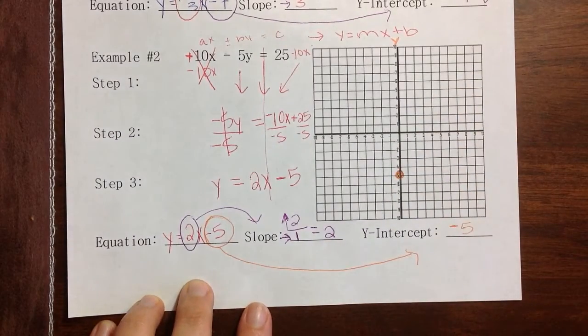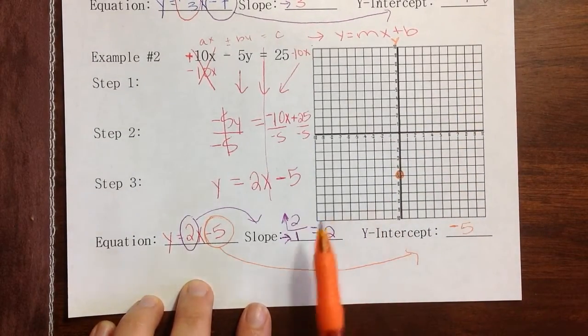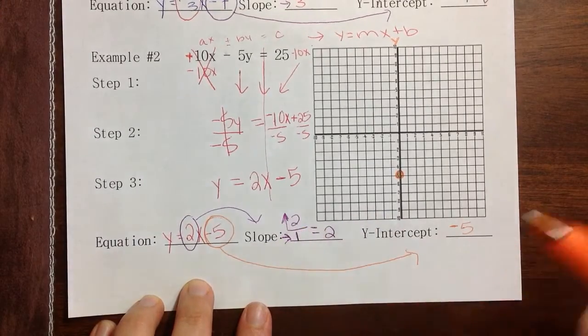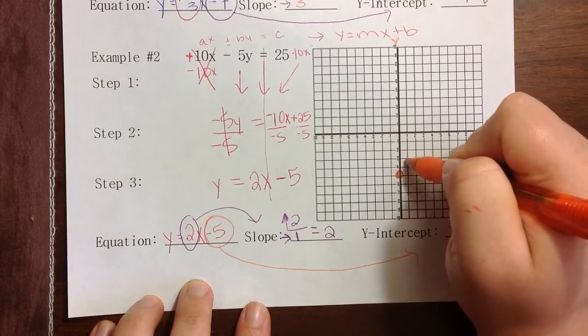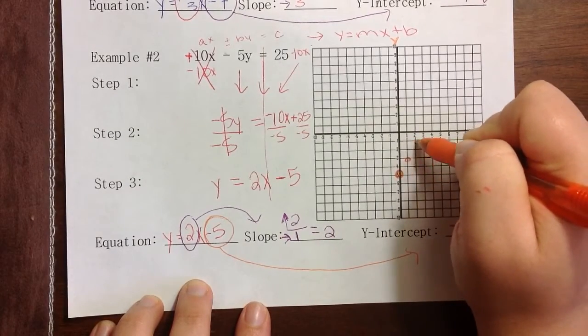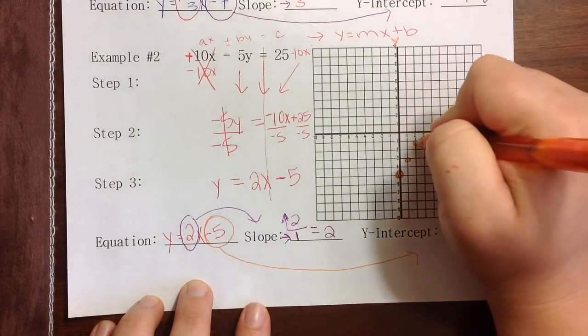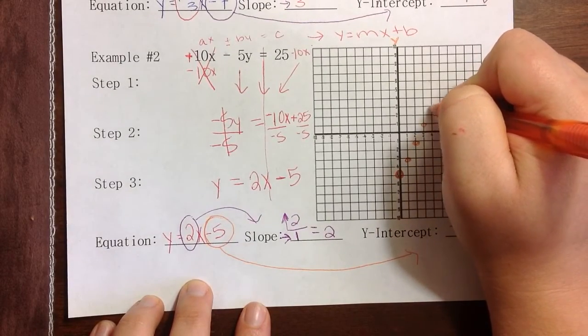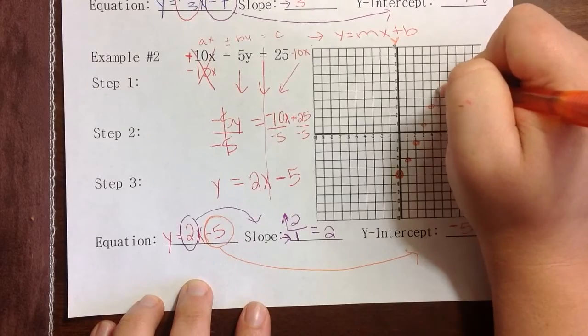That's where our quarterback is. My receiver has to go run his route. So I'm going to look at the slope. The receiver runs a route as 2 over 1. So I'm going to go up 2 over 1 and draw a dot. Up 2 over 1 and draw a dot. And I'm going to keep going until I finally get all the way off of the graph.